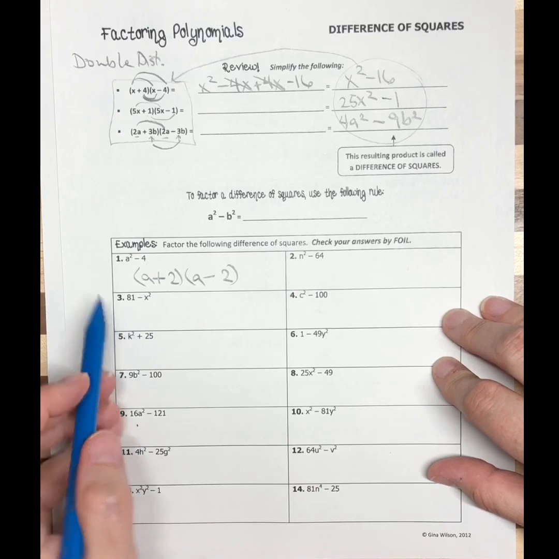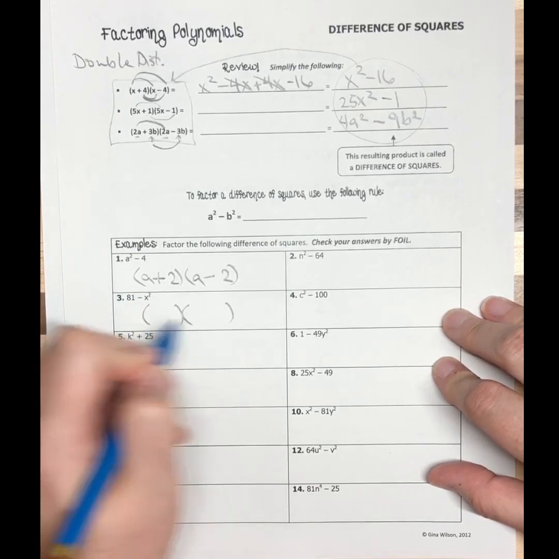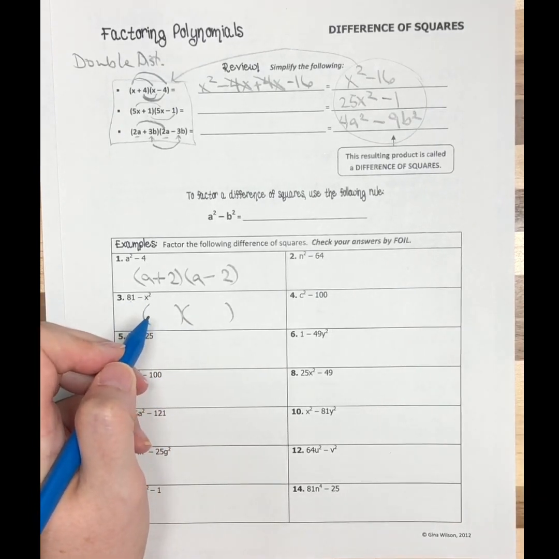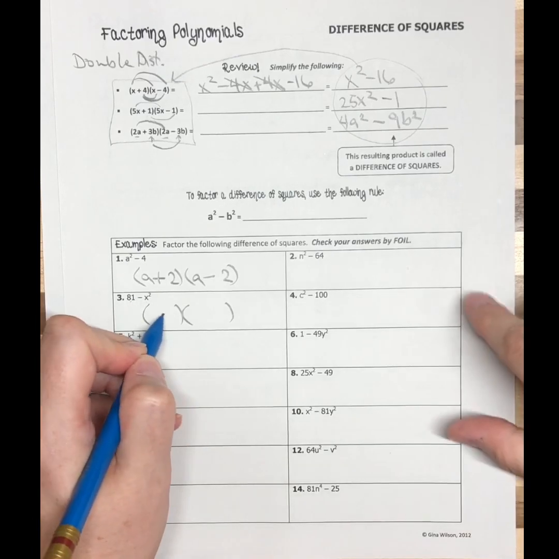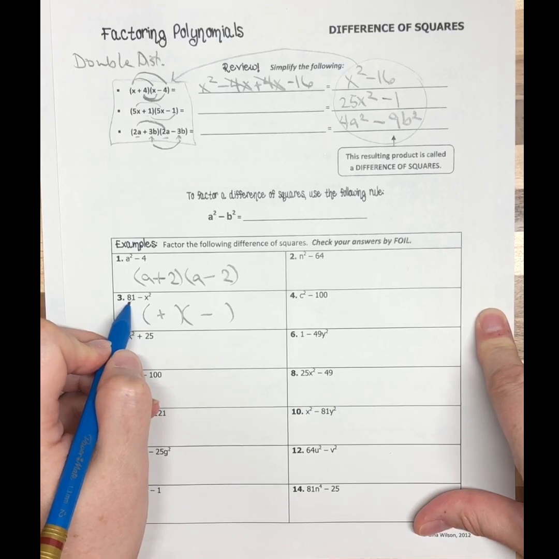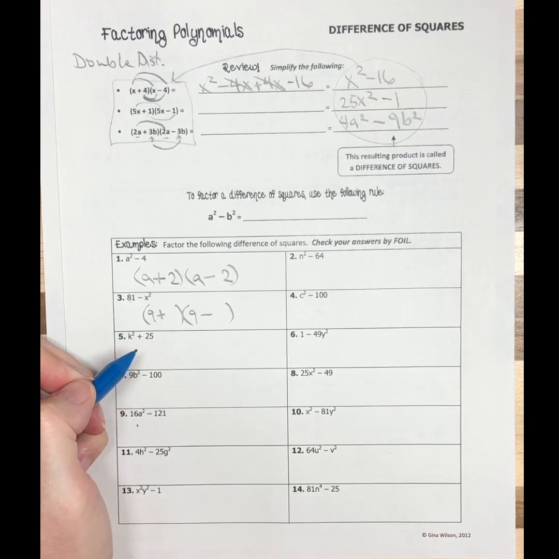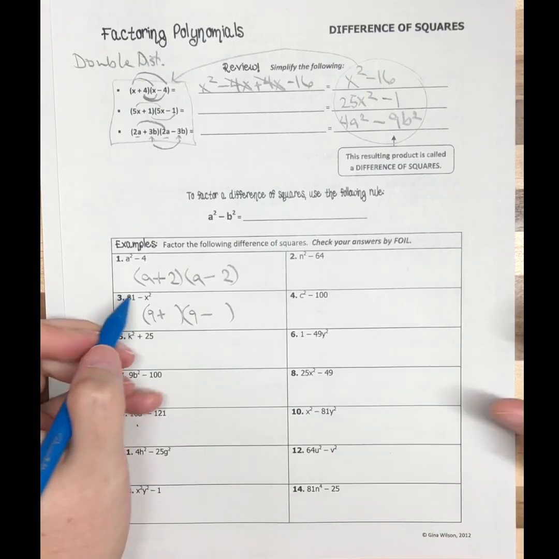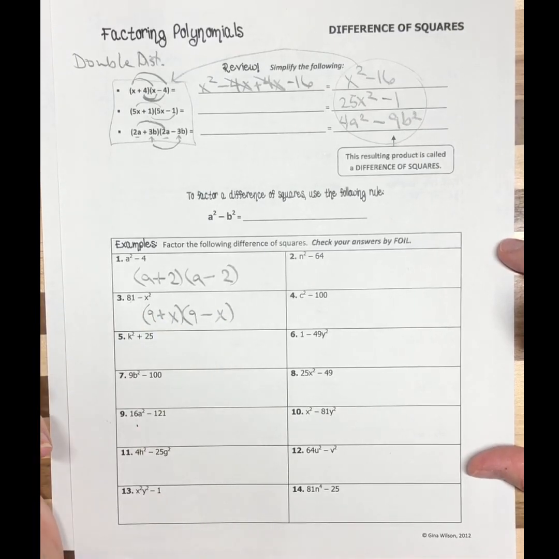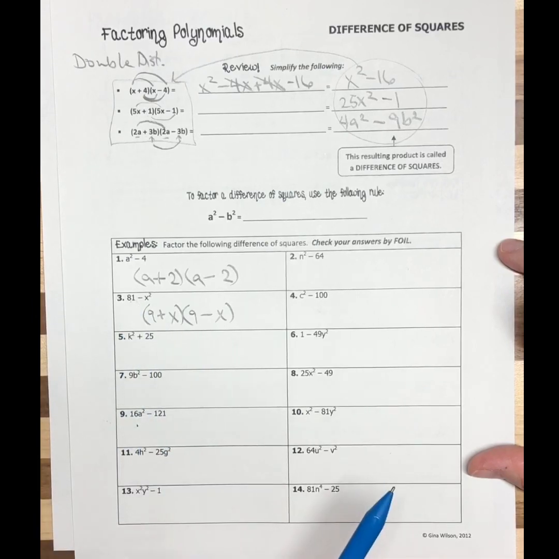Okay. Now the order matters. So like in number 3, I know both 81 and x squared are perfect squares, and to get that minus I need a plus and a minus. The 81 comes first, so when we square root 81 and get 9 and 9, both the 9s need to come first. And then to get the minus x squared, I split up into positive x and negative x. And if I did the full double distribution, I would get this back.